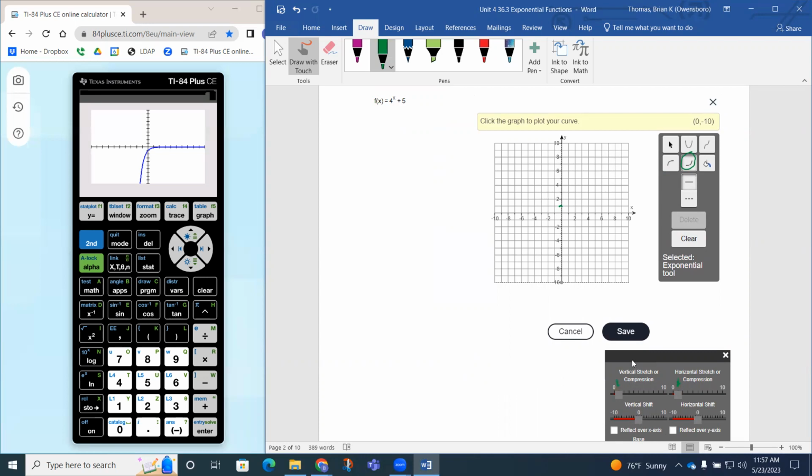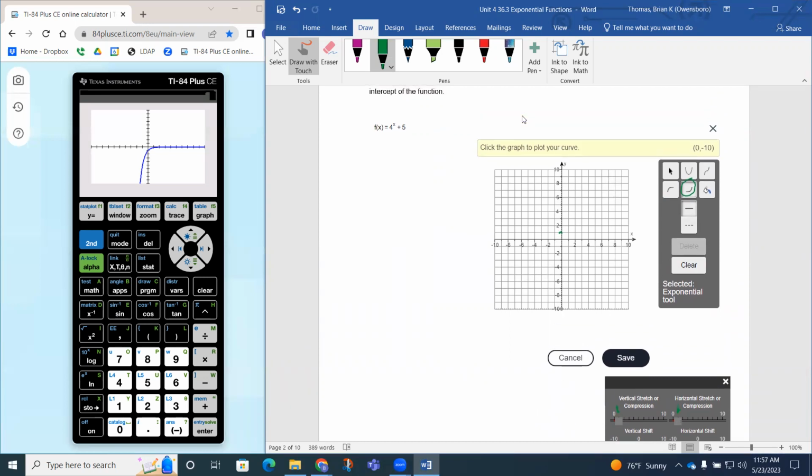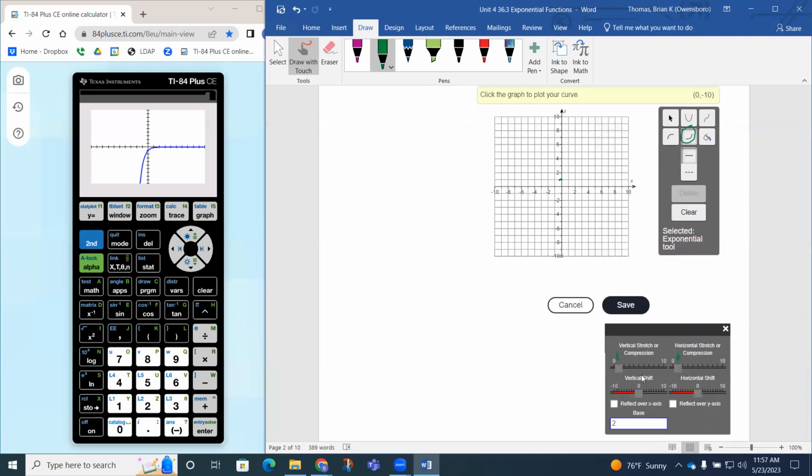But notice how we had a plus 5. Since that's outside, this plus 5 means the graph should move up 5. It's going to be a vertical shift up 5. So this has to be moved over to 5, and this should stay as 0. We're not going to have any reflections over the x-axis. Over the x-axis means there's a negative on the outside. A reflection over the y-axis means there's a negative on the inside, and we don't have either one of those. So those will stay blank.